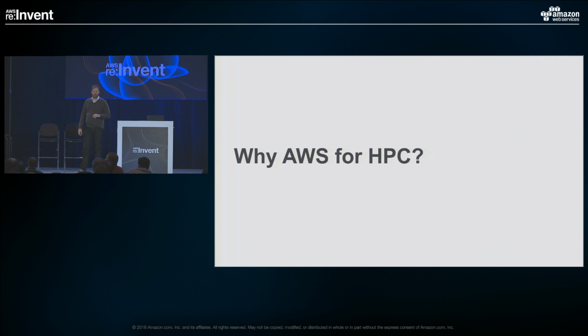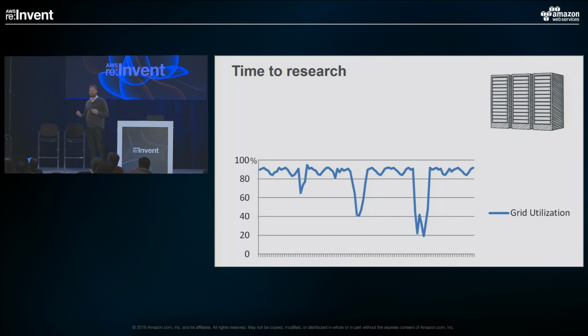So briefly, why AWS for HPC? What are some reasons customers are moving their HPC and HTC workloads to AWS? First is time to research. HPC and HTC jobs tend to be ephemeral. You take a data set, you run a set of calculations, you get results, maybe you go back and modify your parameters and rerun, maybe you go gather more experimental data. But what that means is the jobs are bursty and often unpredictable.